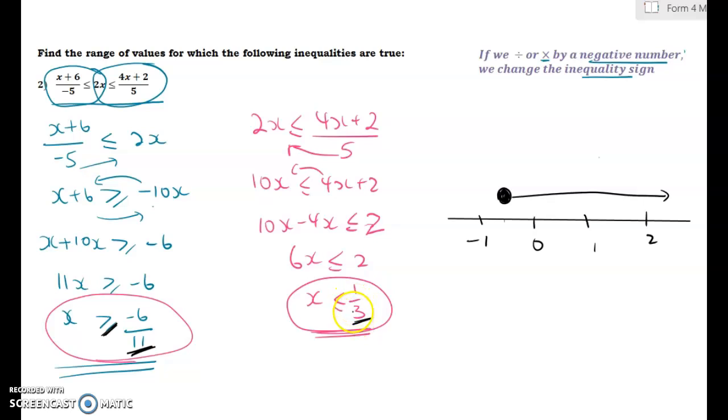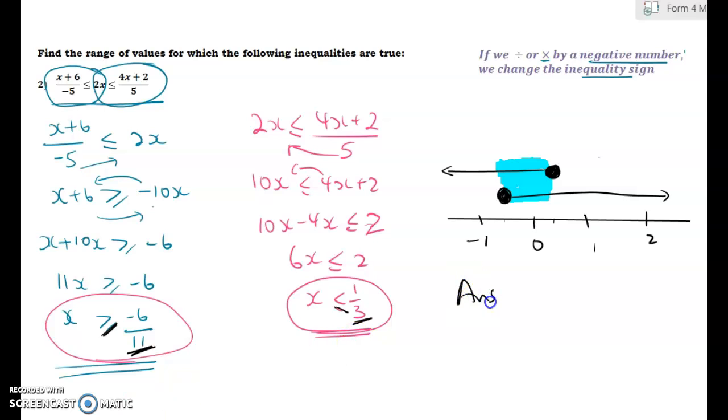X is less than or equal to, sorry, positive a third, that'll be around here. So let's circle there, color it in again because of this equal sign here, and I'll go this way. So now what's happening here, again, I have an overlap, right? And the overlap is right here.